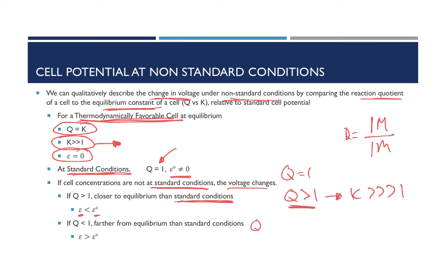Likewise, if Q is less than 1, we're getting further away from K being much, much greater than 1. So in this particular case, we know that we're further from equilibrium. And if we're further from equilibrium, we can do more work. If we can do more work, that means we're generating more voltage. So the voltage of that cell would be much greater than the standard cell potential.